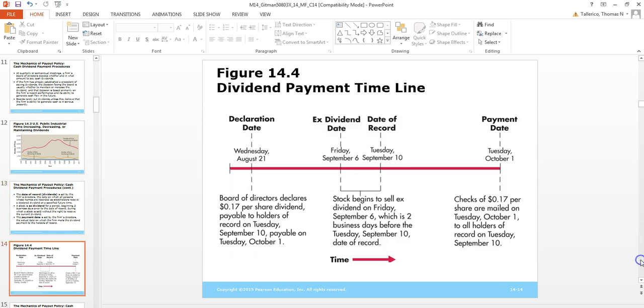All right, so here's the declaration date, Wednesday, August 21st. The Board of Directors declares a 17 cents per share dividend payable to holders of record on Tuesday, September 10th, and payable on Tuesday, October 1st. So this is the declaration date.